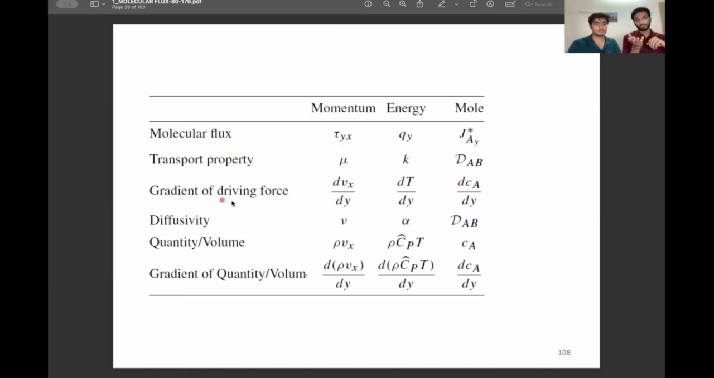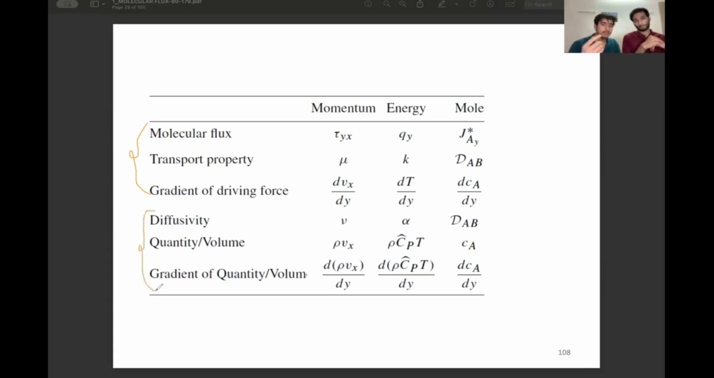And similarly for the gradient of driving force, which is dVx by dy, dT by dy, and dCA by dy. So these three terms we have discussed already: molecular flux, transport property, and gradient of driving force. These are the basic formulas for the three laws. Now, for making it more similar, we have used some new terms which we derived in the previous case. We got diffusivity, quantity per unit volume, and gradient of quantity per unit volume.